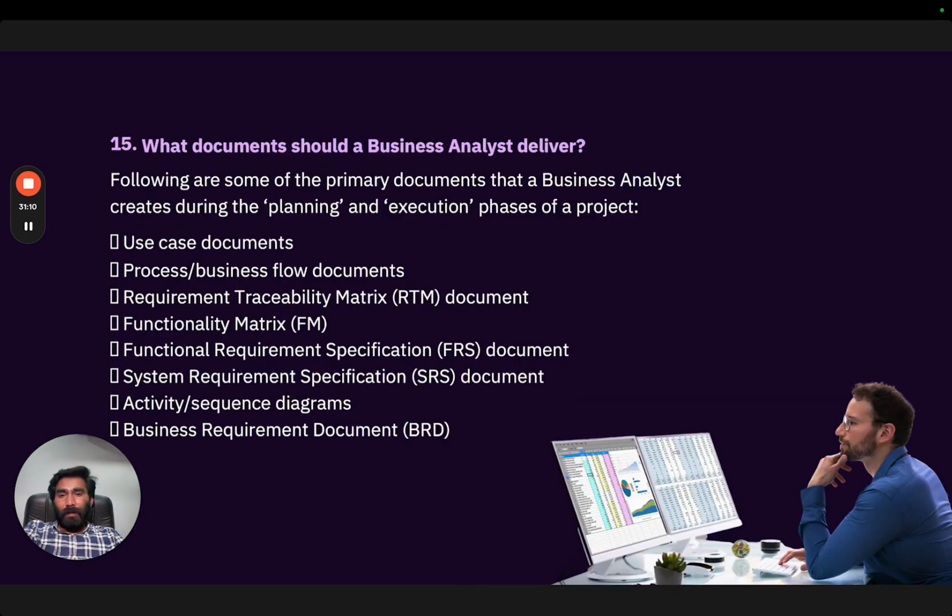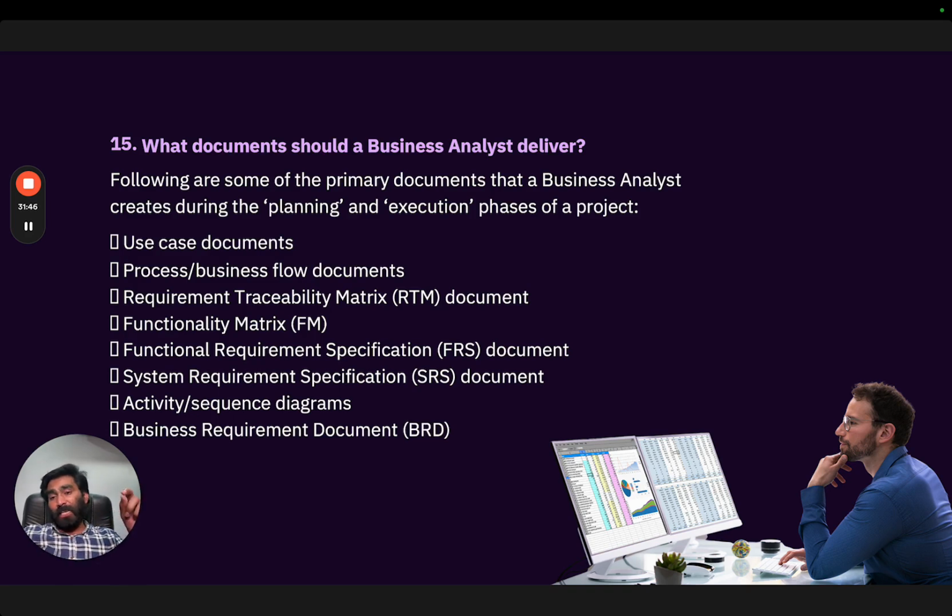All right. Then the last question of the session is, what documents should a business analyst deliver? See, there are documents like use case studies, process or business flow documents, then the requirements traceability matrix that we prepare, then the functionality matrix, right? How those functions work, that we also prepare. Then functional requirement specification documents we prepare and maintain. Then system requirement specification documents, and then activity or sequence diagrams we also prepare and maintain.